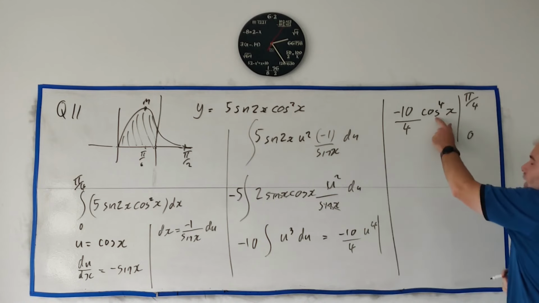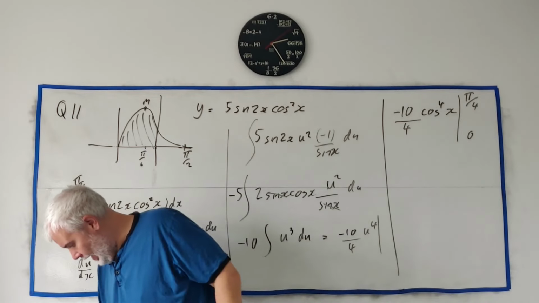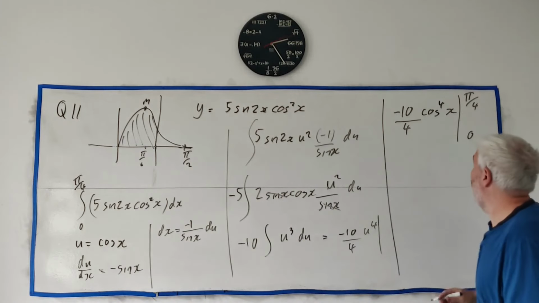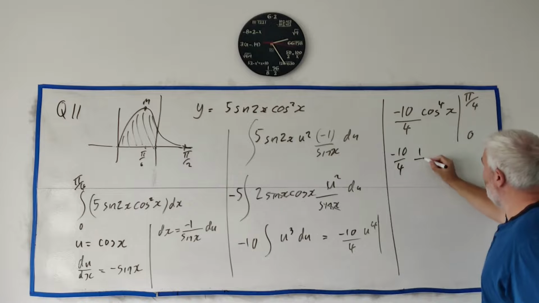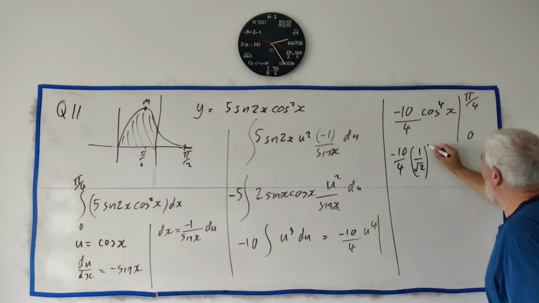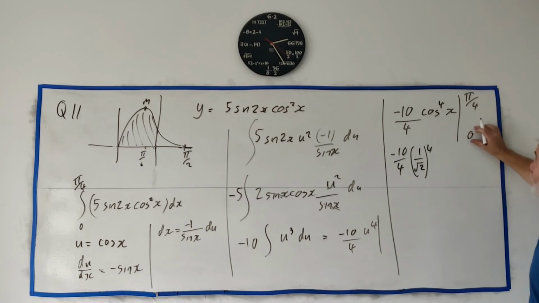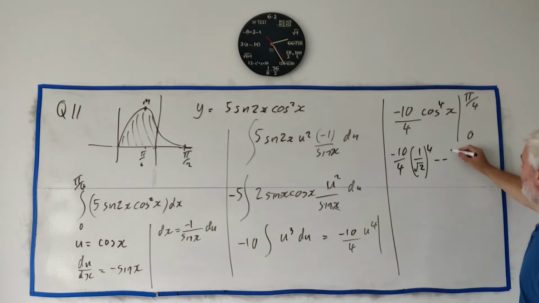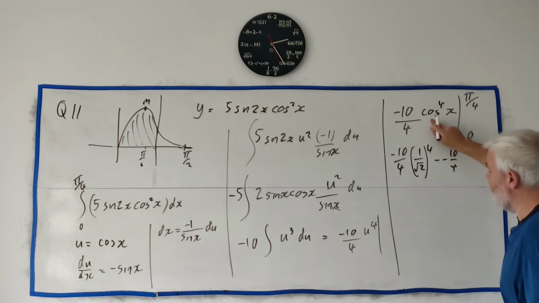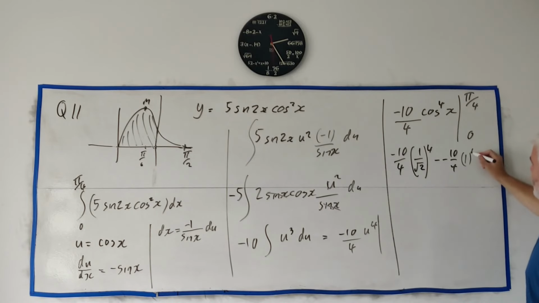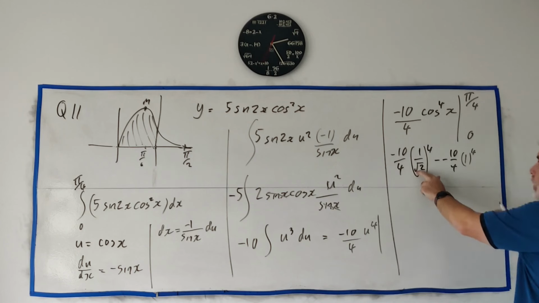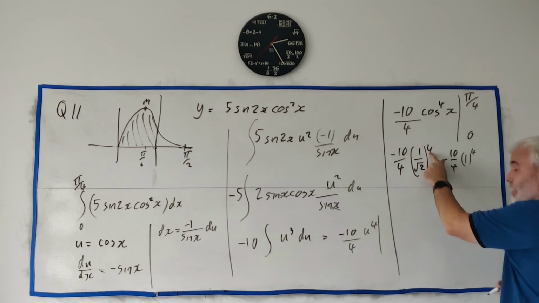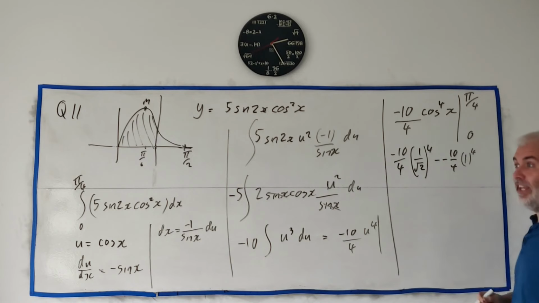So let's put them in. Cosine pi over 4, yeah, it was 1 over square root of 2. So this all becomes minus 10 over 4 times 1 over square root of 2 to the power of 4. Take away, we put 0 in: minus 10 over 4, cosine of 0 is 1 to the power of 4, or just 1 really. This is our answer. We just have to clean it up. Square root of 2 squared is 2, and another squared, power of 4. Square root of 2 to the power of 4 is 4.